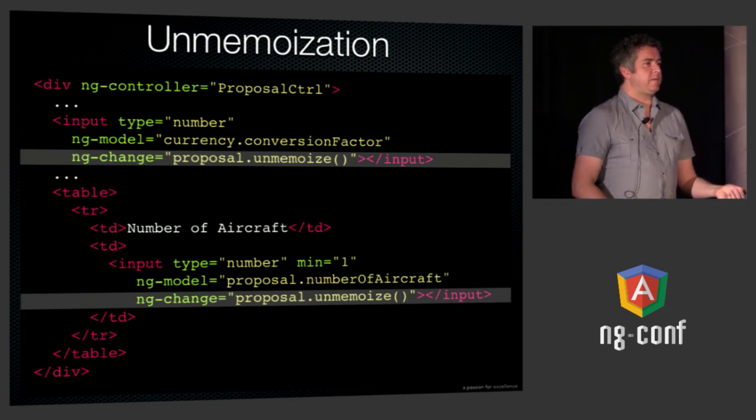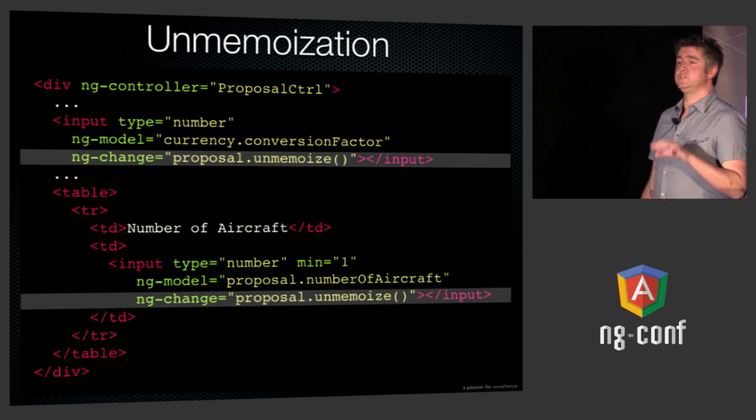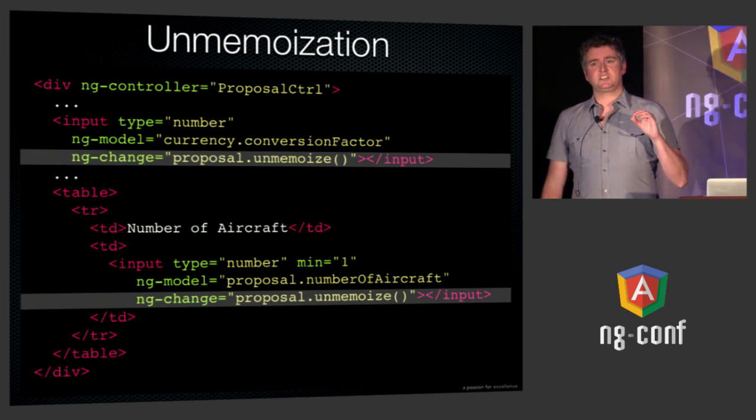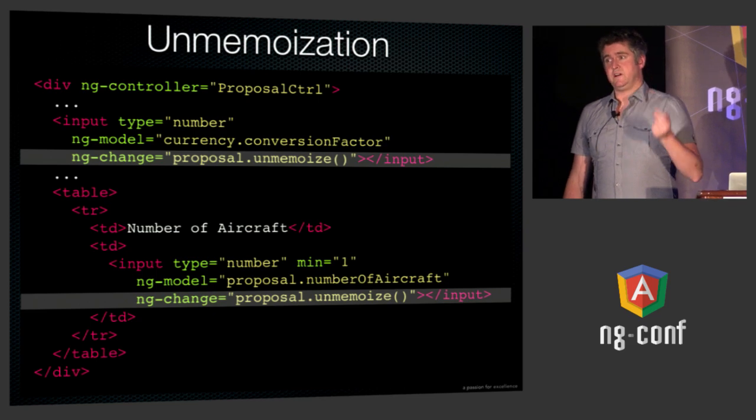Now, the best strategy that I've been able to come up with is really just to, whenever a change occurs, manually say to the proposal, I want you to unmemoize, okay? So really what I do want to do is unmemoize on each digest cycle, but I only want to memoize for each loop over the watch list during the digest cycle.